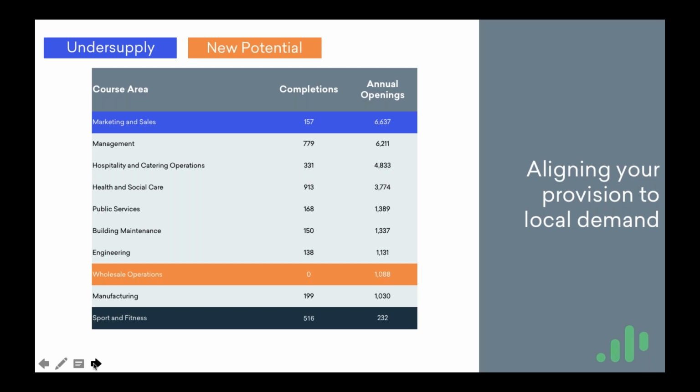they don't offer any courses in that area, but again, there's a pretty decent annual demand for workers in that industry and in the occupations within that industry, and it's something that this particular provider is considering.